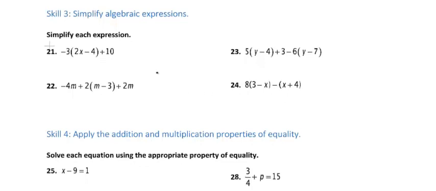Now, to simplify algebraic expressions, we want to apply the distributive property as needed and then combine like terms. In the expression negative 3 times 2x minus 4 plus 10, we get negative 6x plus 12 plus 10. So that is negative 6x plus 22.